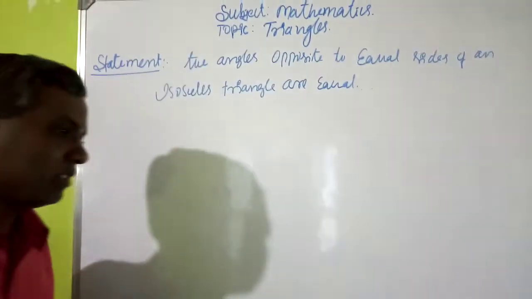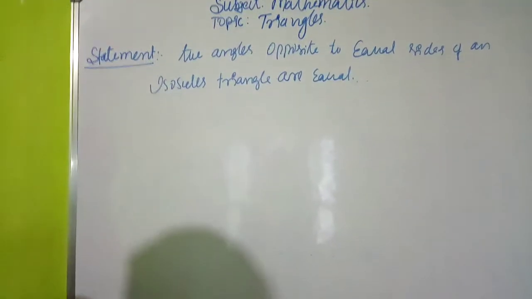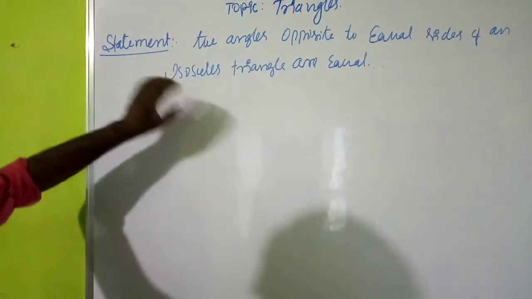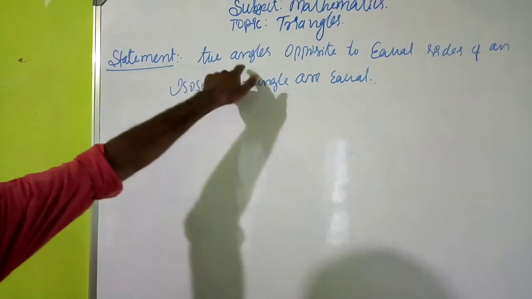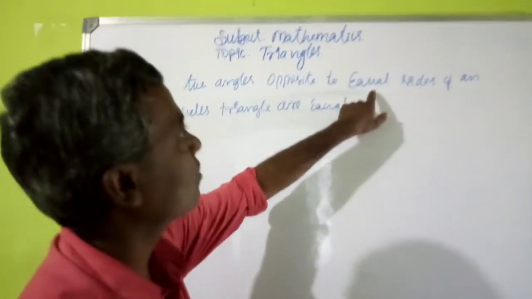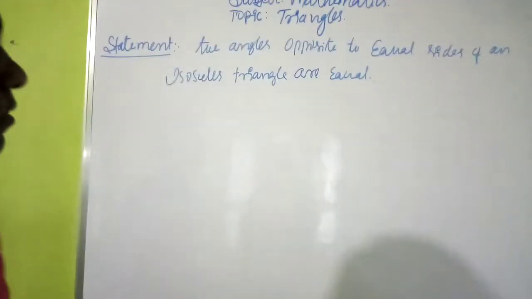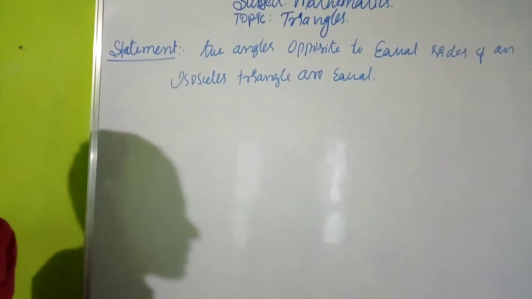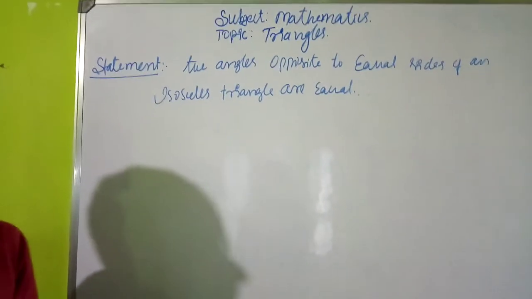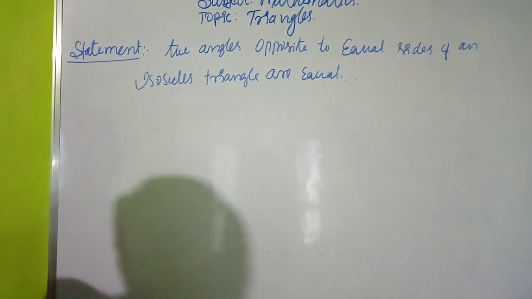Okay, so what I told previously is this. We have made the statement: the angles opposite to the equal sides of an isosceles triangle are equal. That means the two angles opposite to the two equal sides are also equal. So this is the statement.